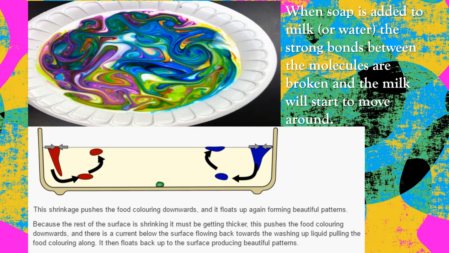Okay, so when soap is added to the milk or water, the strong bonds between the molecules are broken and the milk will start to move around. Okay, so they are blockers. They're blocking those molecules from snuggling and being close together. That is the job, or the niche, I'm glad you remember that word, of dishwashing liquid or any kind of soap.